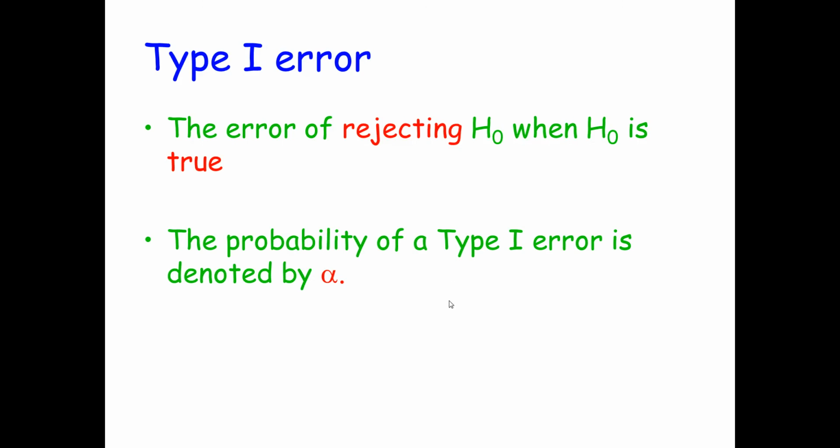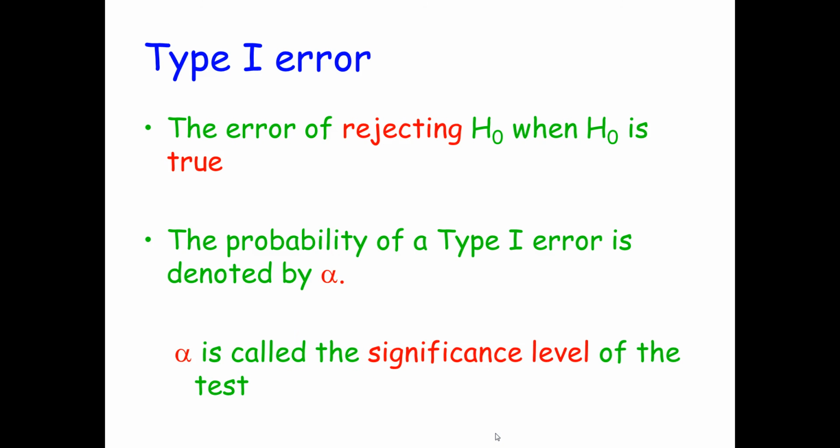And the probability is denoted by alpha, which is another name for significance level, where alpha and significance level are the same thing, and they denote the probability of making a type 1 error.